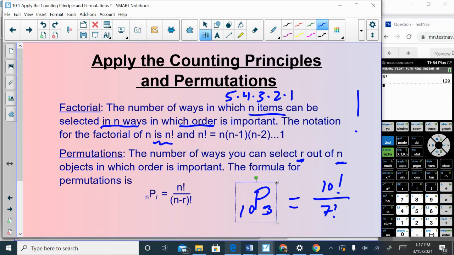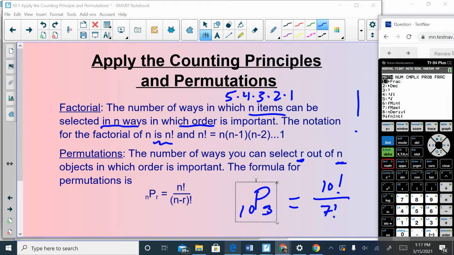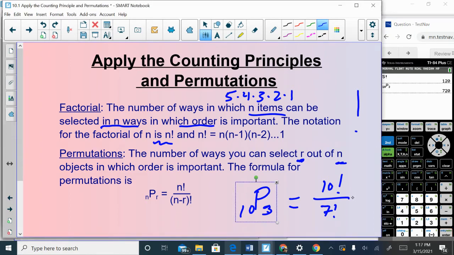10 factorial divided by 7 factorial, I could type that into my calculator, but it's also worth noting that there is a permutations button, once again, under probability. You just go over to prob, you'll see nPr right there, and you're going to select that. So 10, I type that in first, P, and now I'm going to type in 3 here. 10P3 is 720.